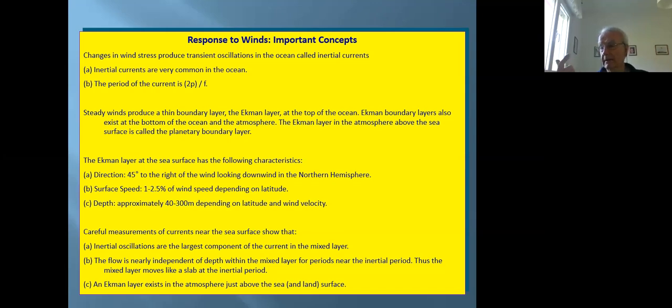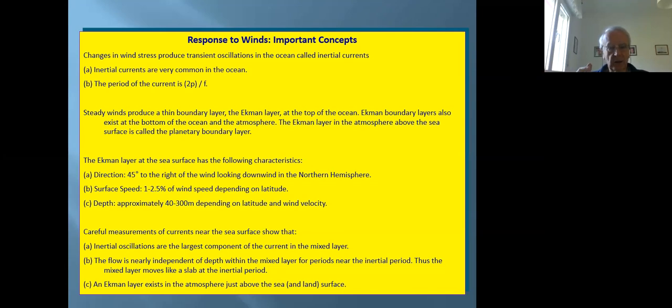As far as the speed is concerned, the surface current speed is 1 or 2% of the wind speed, depending obviously on latitude. So we are talking, as I told you before, of currents which are 10 to the minus 2 orders of magnitude smaller than the wind speed. The direct influence, or the solution, you will see later in a minute.